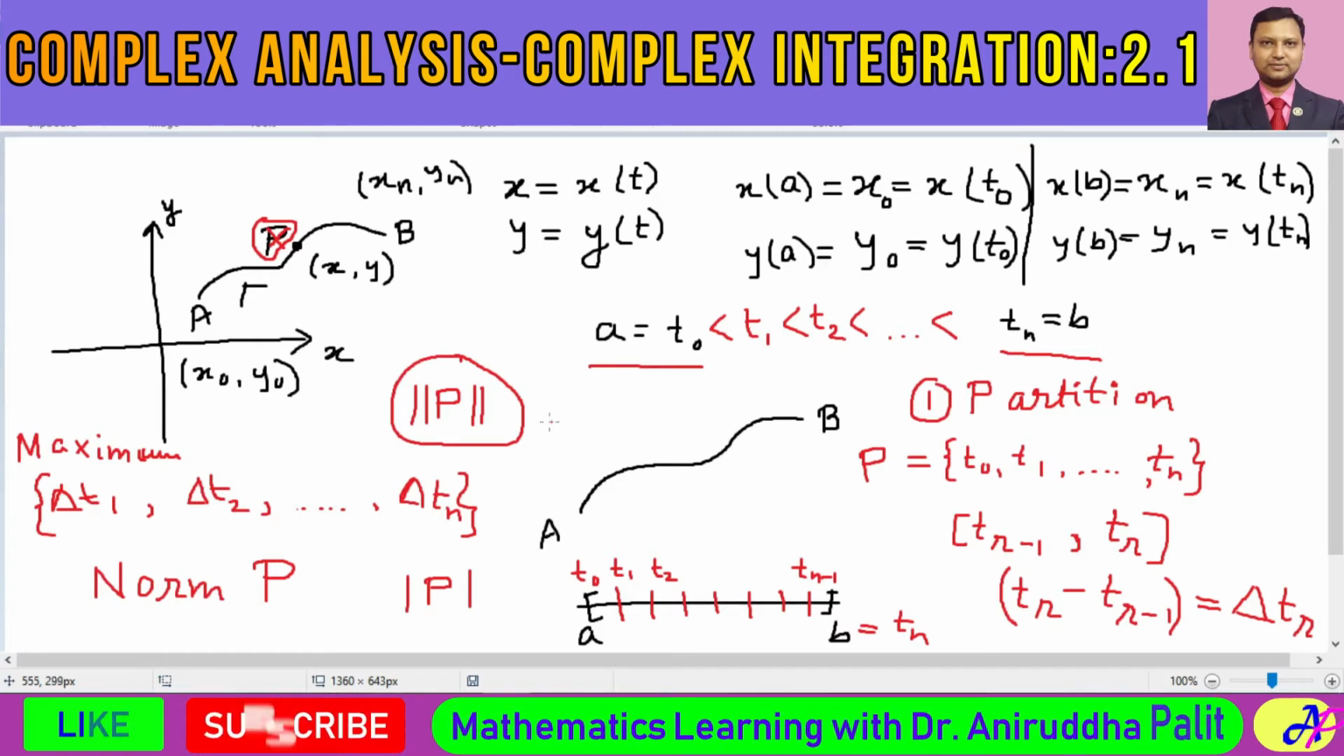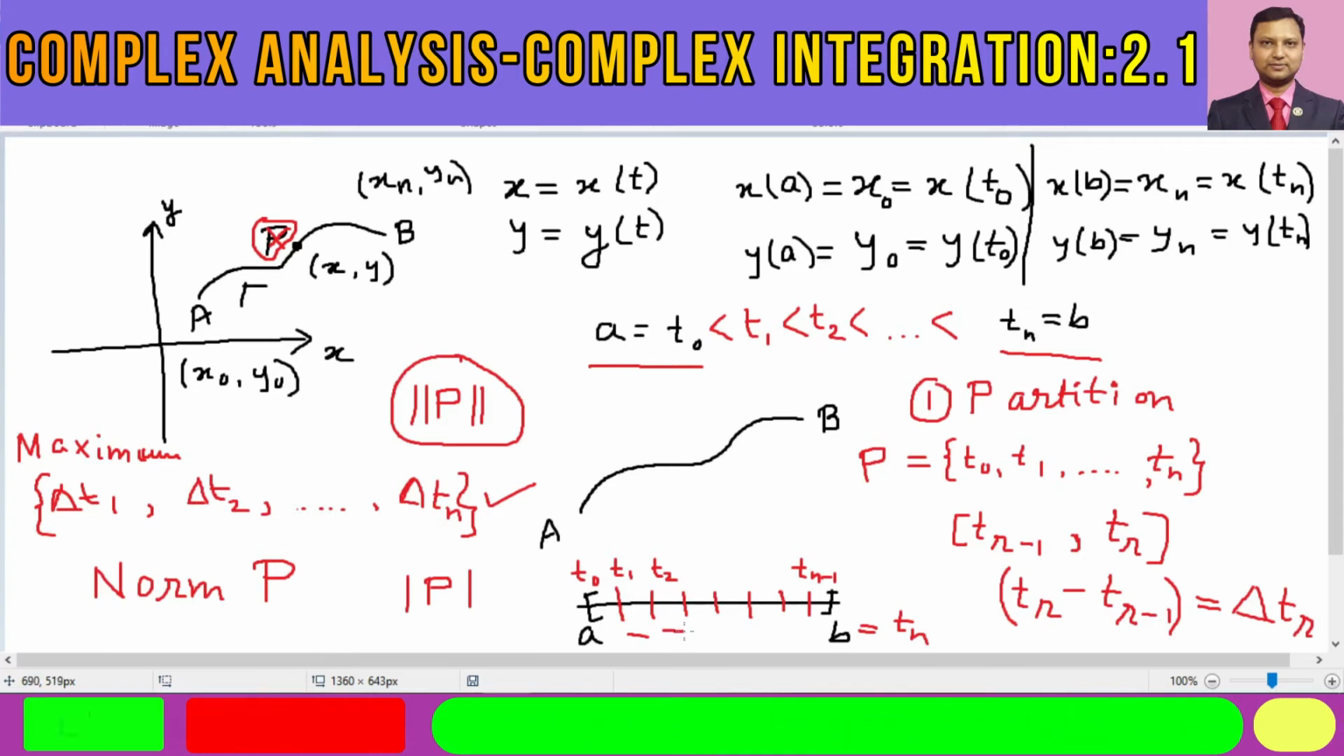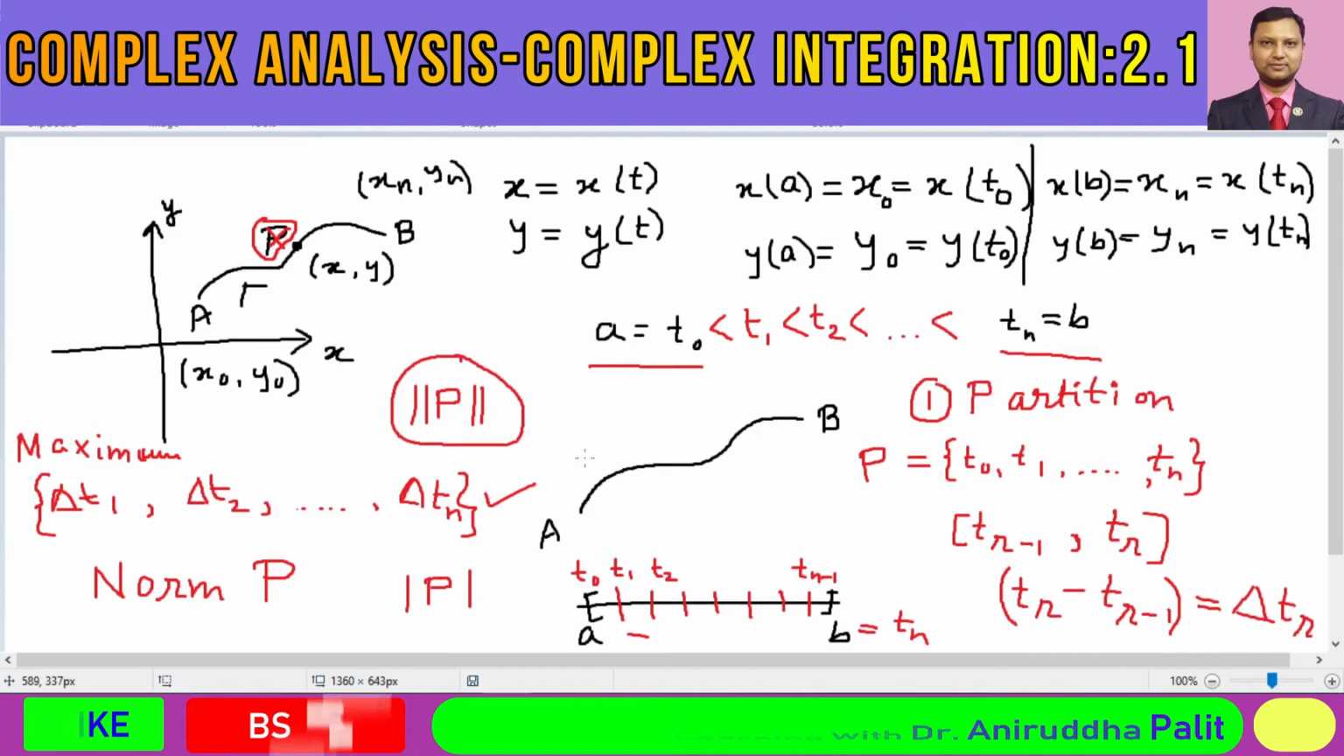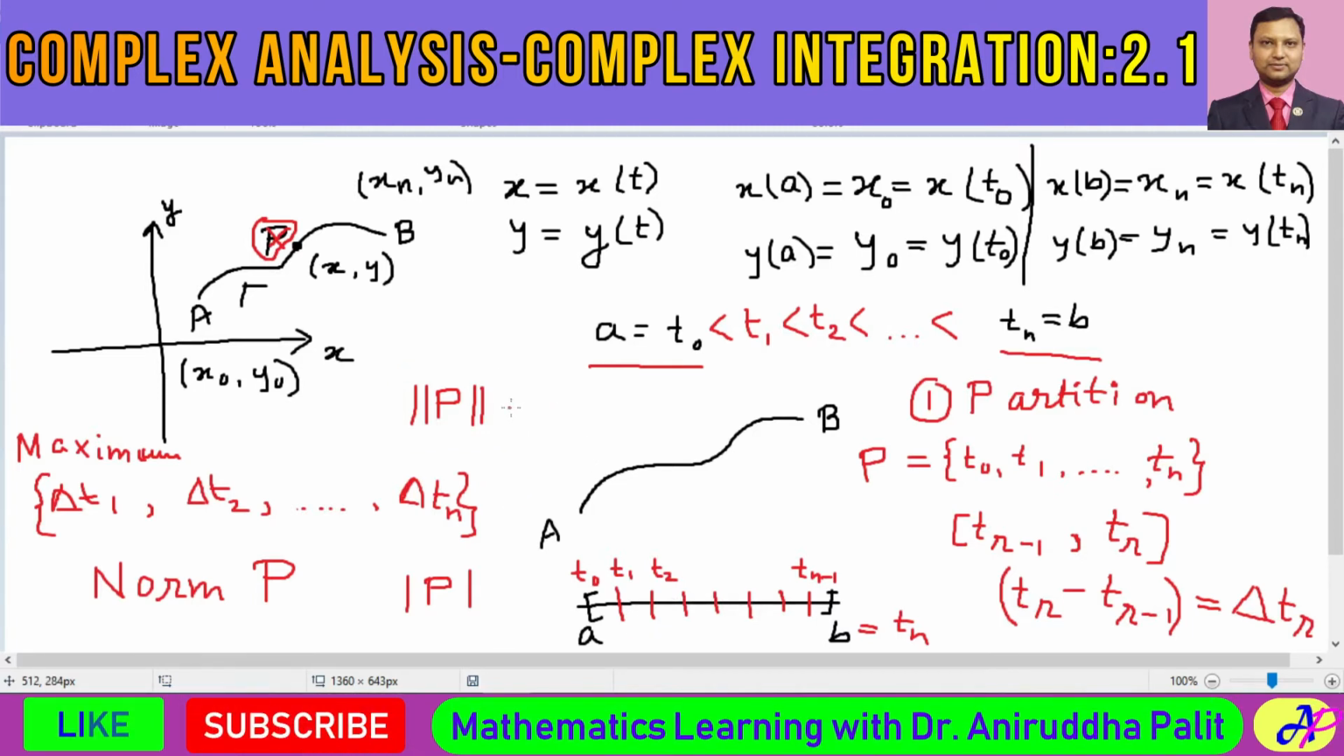But over here, norm of the partition P means the maximum of all these lengths, the maximum of the lengths of these subintervals. This is called the norm. And sometimes this norm is also denoted by simply delta.